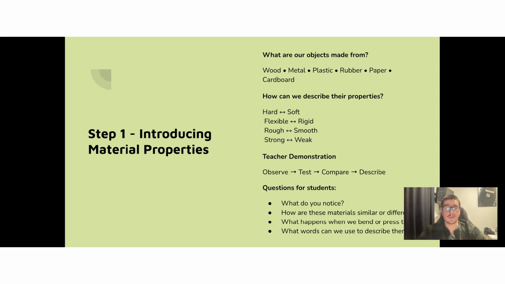Rather than simply telling students the answer, I would use questions like, what do you notice? How are these different? And what happens when I try to bend this? This modelling is, I think, particularly important for Year 1 and 2 students because it gives them the language and process they will need when they begin investigating for themselves.